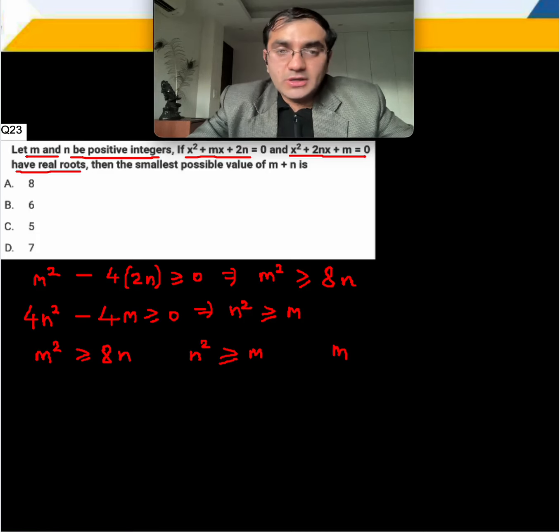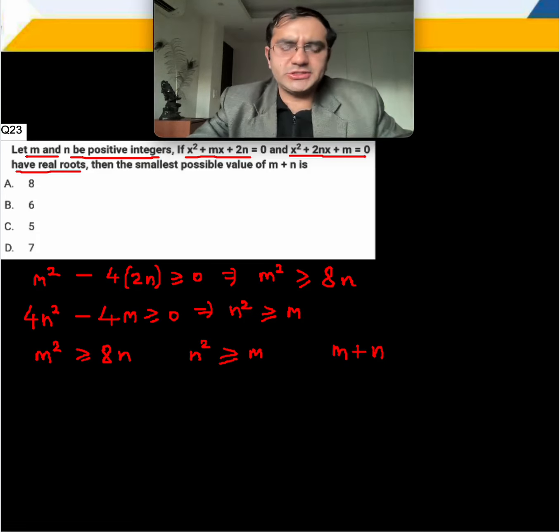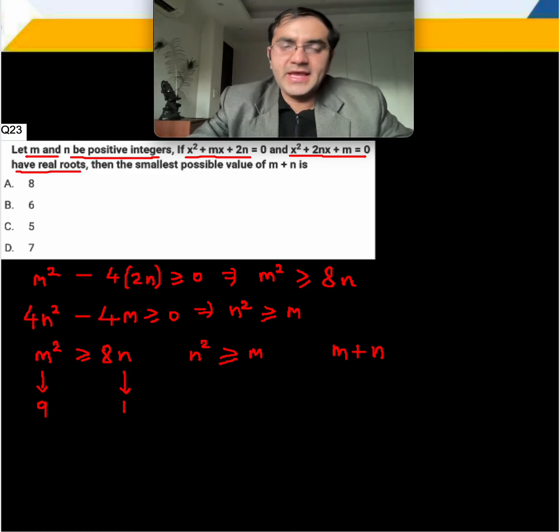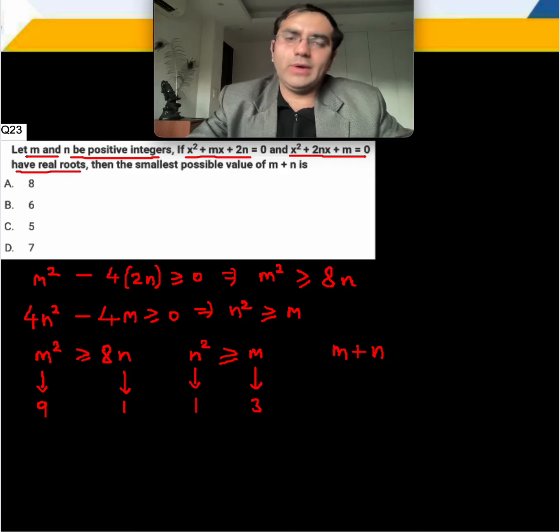Then the smallest possible value for m plus n. I want the smallest, so let me try to take the smallest integers. Let me take n as 1. If n is 1, then 8 into 1 is 8. M square is greater than 8, and the smallest such perfect square is 9. If m square is 9, that means m is 3. And if m is 3, then n square is 1. So 1 is not greater than or equal to 3. So this is not working out. n equal to 1 did not work.